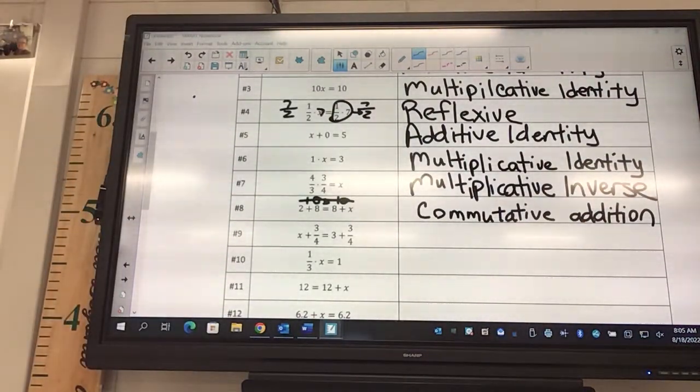We got x plus 3/4 equals 3 plus 3/4. What is that one gonna be? Okay, if you don't know, look at some of the other ones that we already did. It's close. Look at some of the other ones we did. What does it look like? It looks like reflexive, which is also number what? 4, okay?